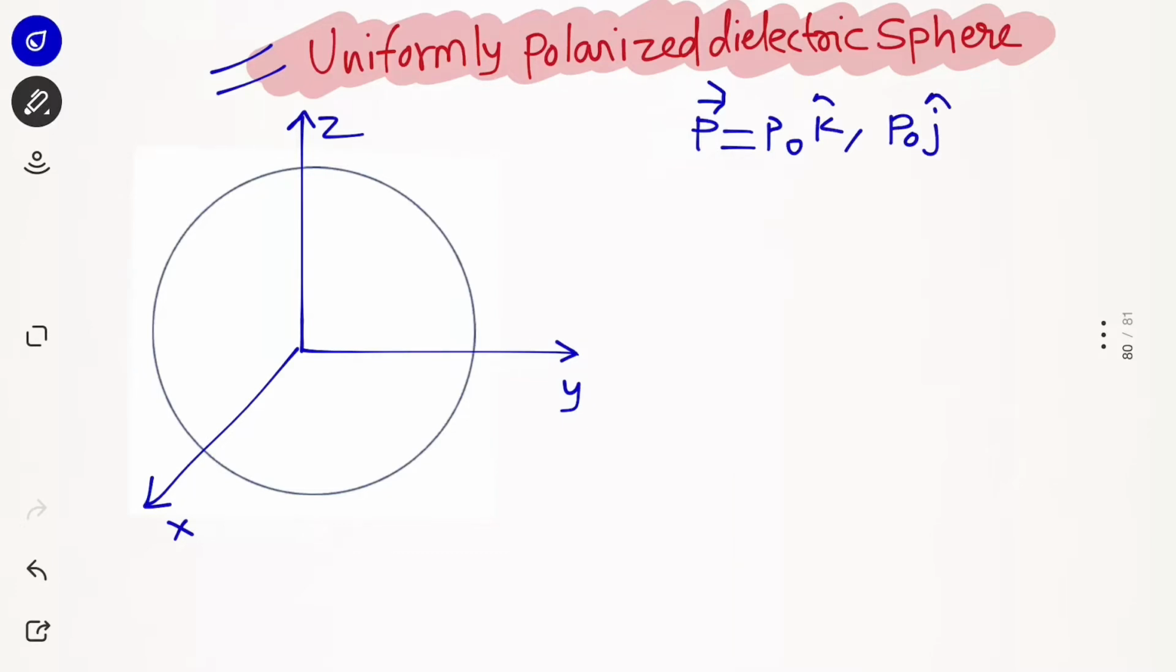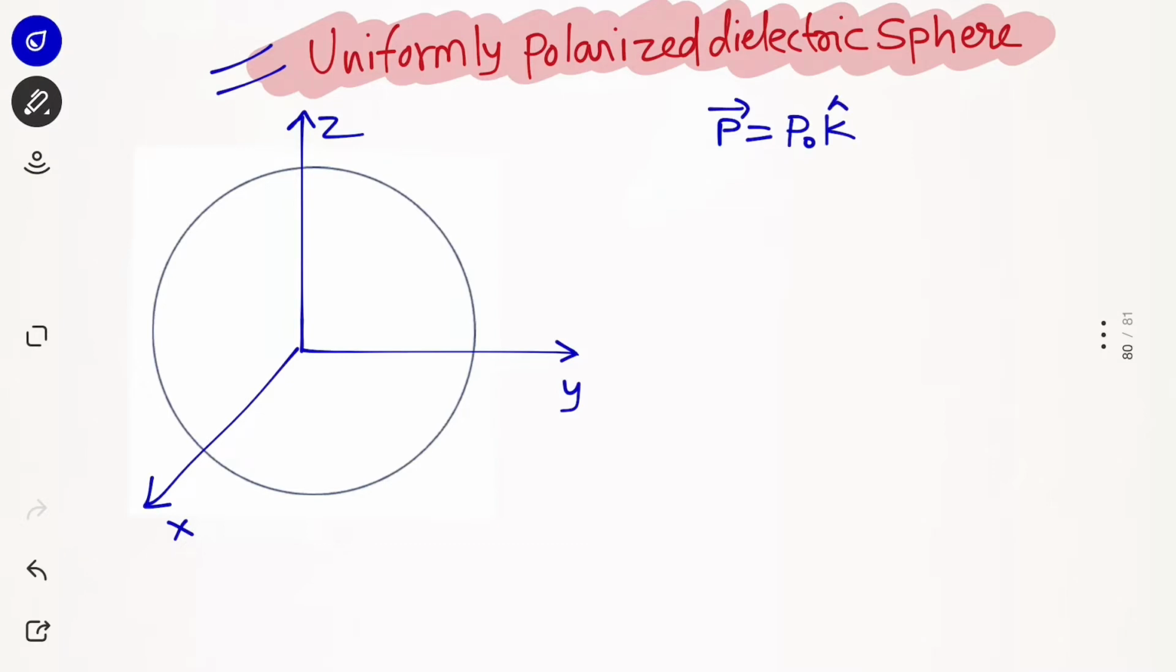I'm just taking an example. We can have 3 P naught, or P naught by 2, whatever constant value, but the direction of this polarization will be in a particular direction, I cap, J cap or K cap. What does it mean? For this instance, I'm just taking the polarization in K cap only. So let us assume we have polarization in K cap only.